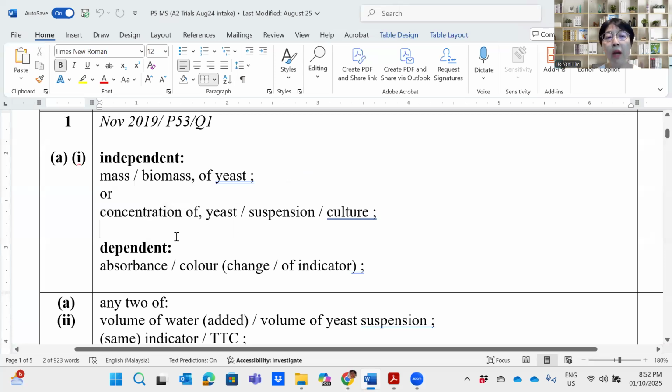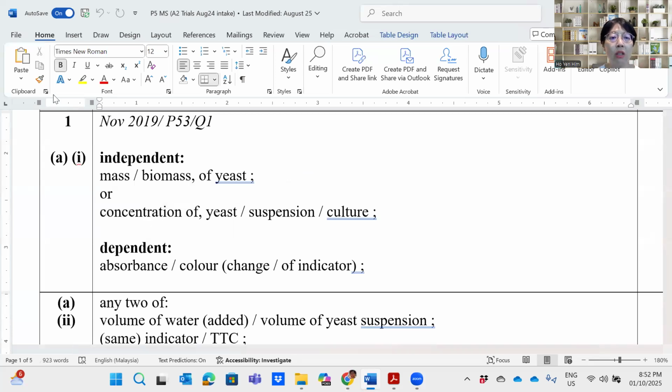Okay, dependent variable is something that we measure, something that we are measuring from the experiment. So what do we measure? We actually measure by reading off from the colorimeter, the meter, right? The absorbance. So therefore the answer is the absorbance or the color change.